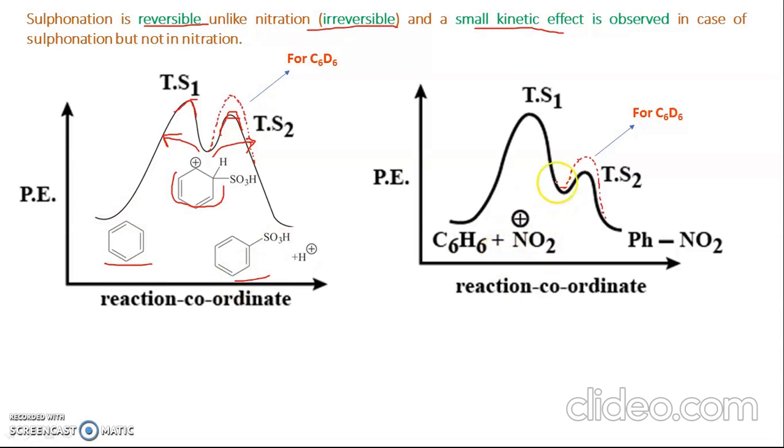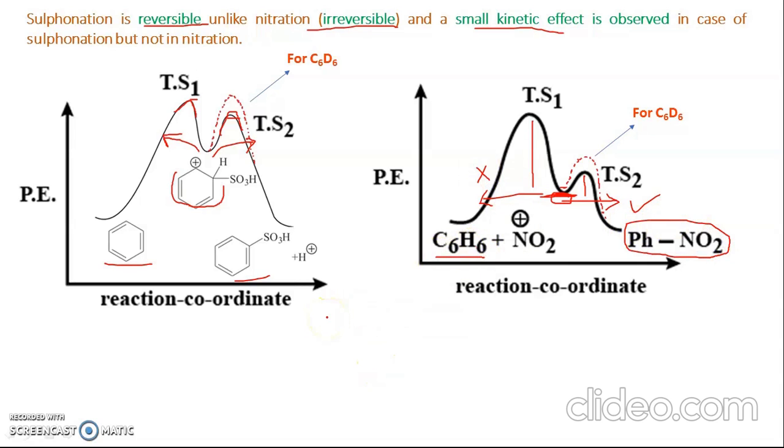But if you look at nitration, between the first transition state activation energy and the second transition state activation energy, there is a huge difference, right? So once the sigma complex is formed, in this position, obviously it will prefer to go towards the right-hand side, not towards the left-hand side. If it moves towards the right-hand side, we will obviously get PhNO2. We will never get the benzene ring again, right? So this is the reason why it is irreversible.